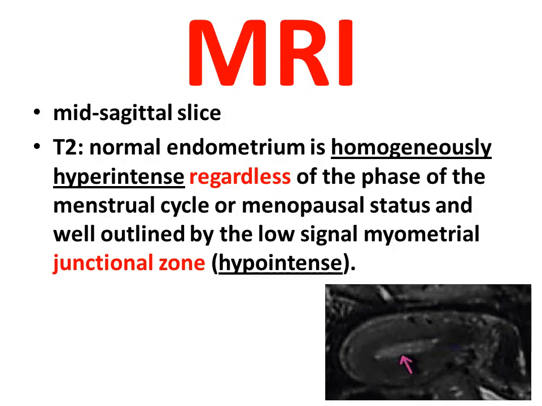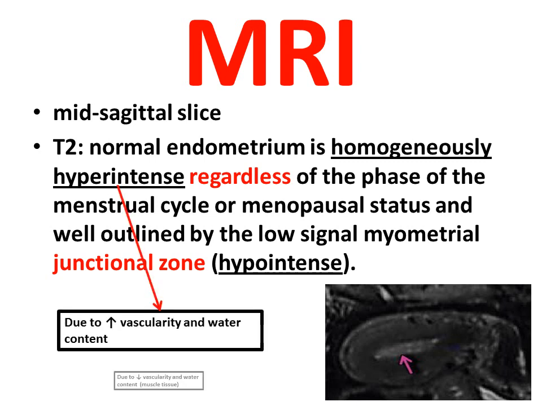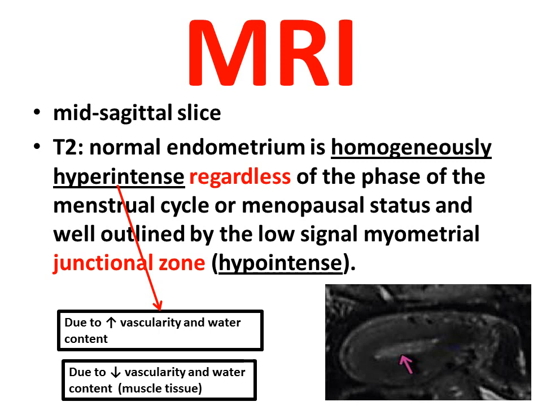The radiologist improved our orientation about the endometrium by using MRI to evaluate the endometrium and the adjacent myometrium. On T2, the normal endometrium appears as homogeneous, hyperintense, regardless of the phase of the menstrual cycle, surrounded by the hypointense junctional zone, which is a part of the myometrium. And this is very important for early diagnosis of adenomyosis by MRI. The hypointensity is due to decreased vasculature and water content in the myometrium, while the hyperintense endometrium is due to increased vascularity and water content.